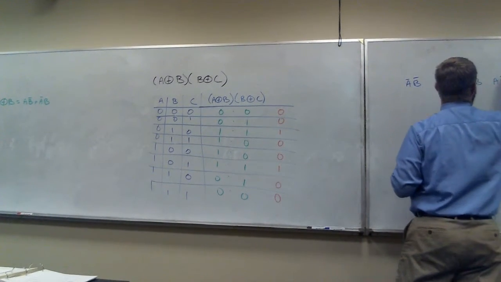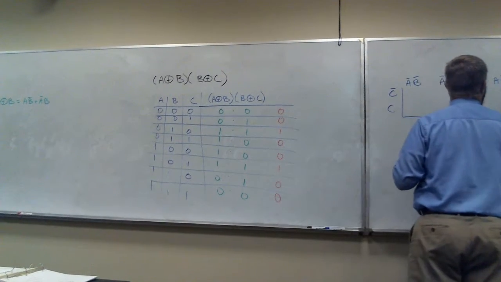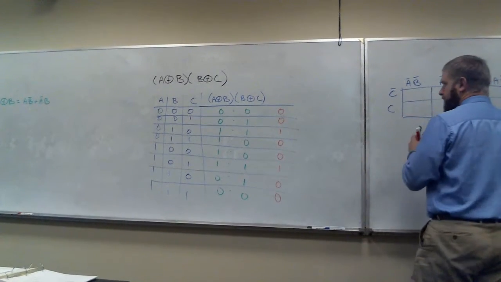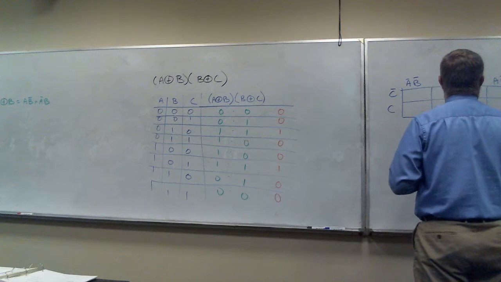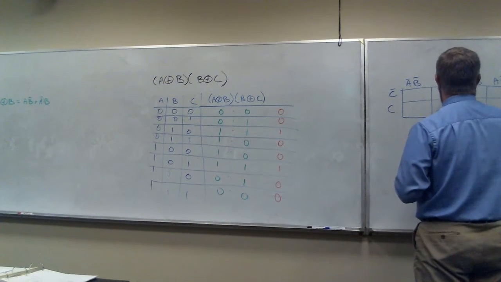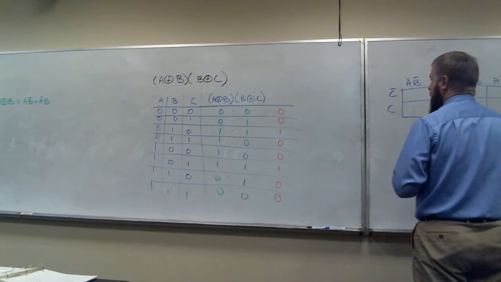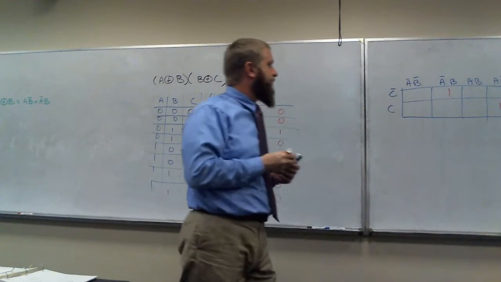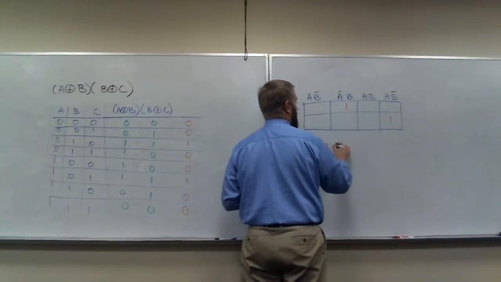A not B, C not, and A, B, not C. Yeah, it should just be the two, right? They're not next to each other. A not B, C not, here, and A, B not C, bottom right corner. Yep. Agree? Yep, they're not next to each other, so that's as good as you can do. There's only 2 terms here.